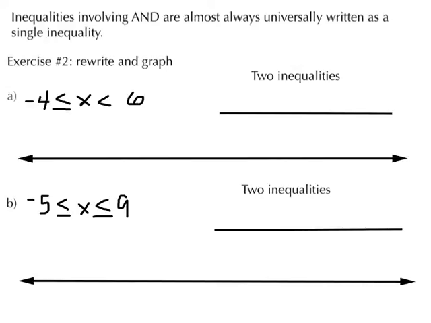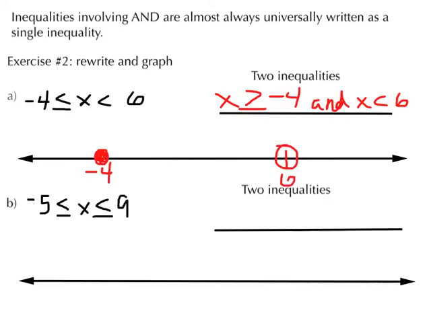Exercise number 2, it says rewrite it. Okay, so the first thing I'm going to do is rewrite it as X is greater than or equal to -4 and X is less than 6. One of the things I want you to notice is that the inequality is eating the X. When I rewrote it over here, that inequality is still eating the X. Now I go ahead and graph it. -4 is going to be a closed dot because it's equal to. On 6, it's going to be an open dot because it's just less than. And I'm going to shade in the middle because I know it's an and statement.